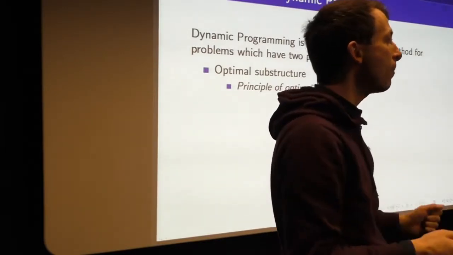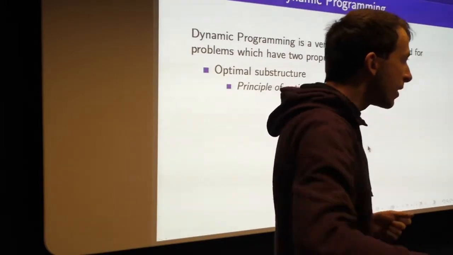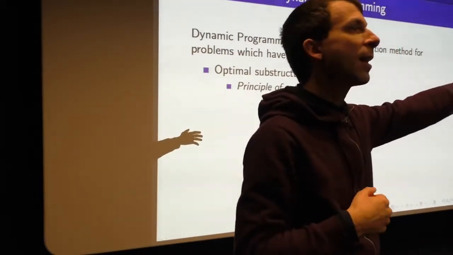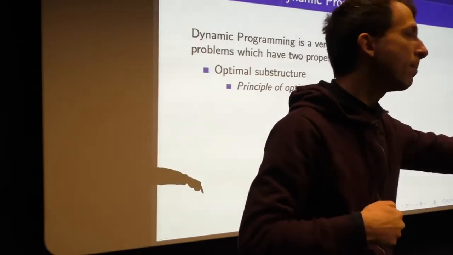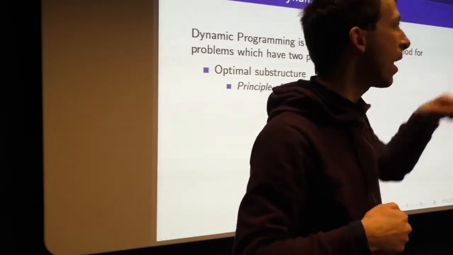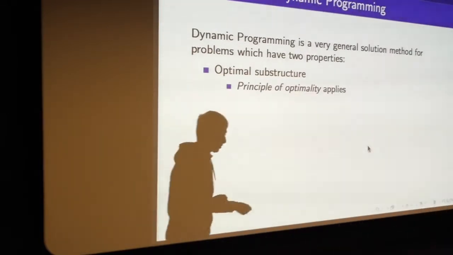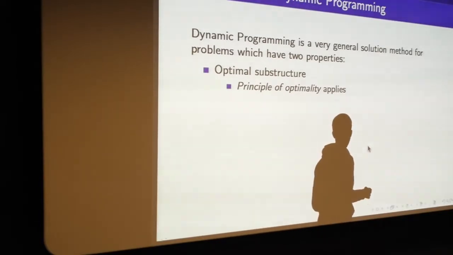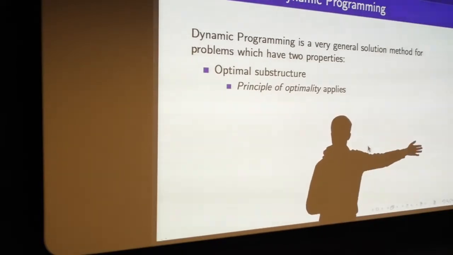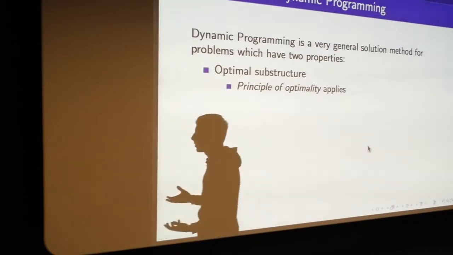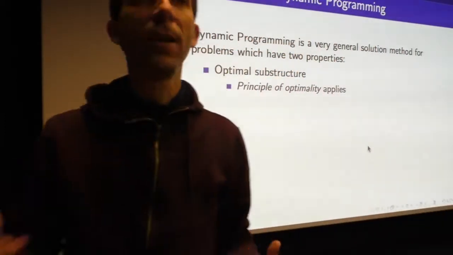So the canonical example is the shortest path. Like the shortest path from here to that wall, I can break it down into some midpoint, and I can say the shortest path to the wall is the shortest path to that midpoint, combined with the shortest path from the midpoint to the wall. Okay, that's an example of optimal substructure with a principle of optimality.